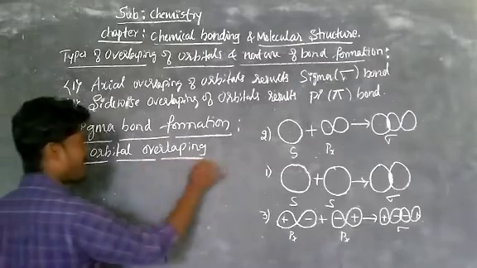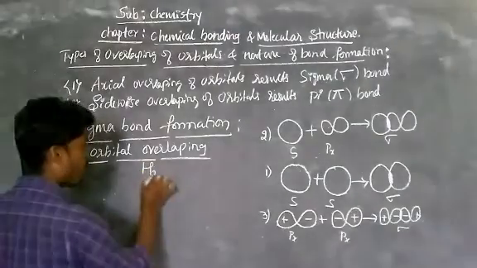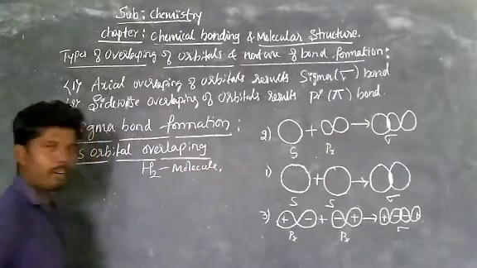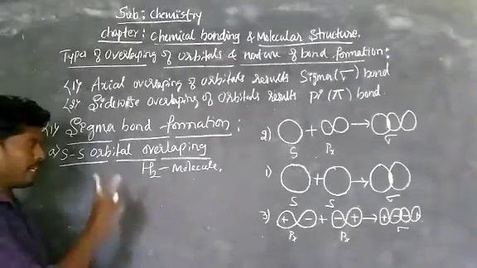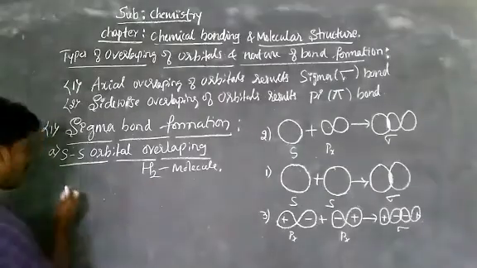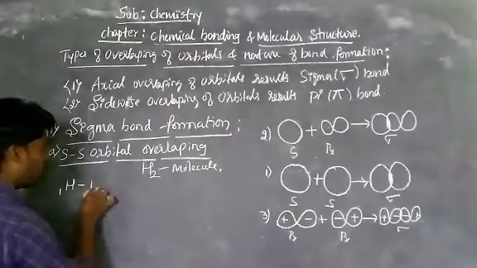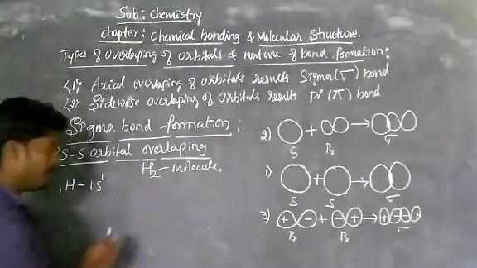Example to understand ss orbital overlapping, take formation of hydrogen molecule. Hydrogen molecule formation. Now you know, to form hydrogen molecule there are two atoms. Take hydrogen atom 1, its atomic number is 1. The electronic configuration is 1s1. Okay, what is the shape of s orbital? That is spherical.